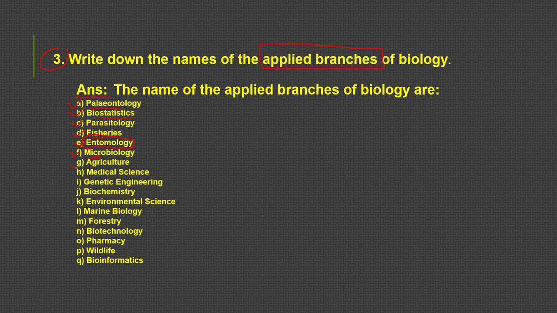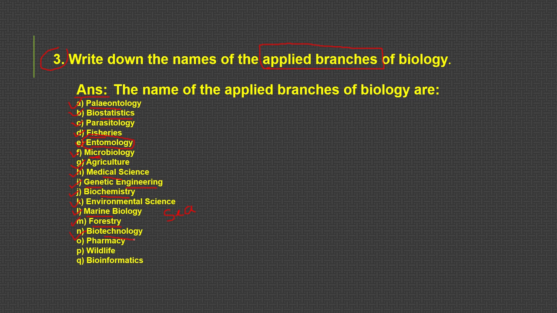Agriculture, so definitely here it is concerning agriculture. Medical science is about the human body, disease and treatment. Genetic engineering is associated with gene technology and how it is used. Biochemistry is the chemistry of the biochemical processes and diseases of organisms. Environmental science is all about the environment. Marine biology is all about marine living organisms, for example in the sea or ocean, what kind of organisms, fish or animals live there. Forestry, an easy way to remember, is forest management and conservation of its resources.